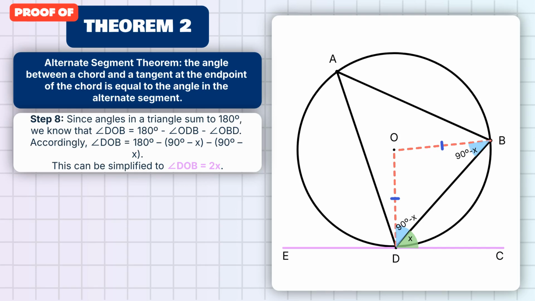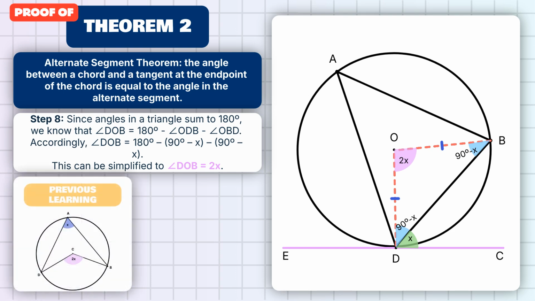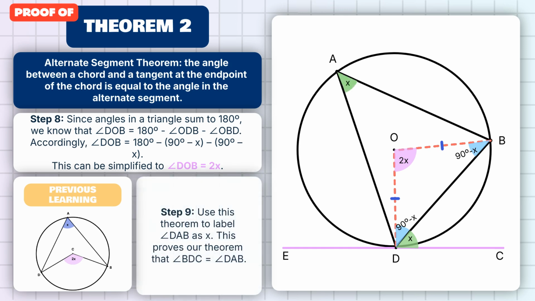Since angles in a triangle add up to 180, we know angle DOB equals 180 minus ODB minus OBD. We can then simplify this to find that angle DOB equals 2x. Recall now our earlier theorem, which states that the angle at the center is double the angle at the circumference. Accordingly, angle DAB is x. Notice that we have now proved our theorem. Angle BDC equals angle DAB. Put into words, the angle formed between the tangent at point D and chord DB is equal to the angle in the alternate segment.